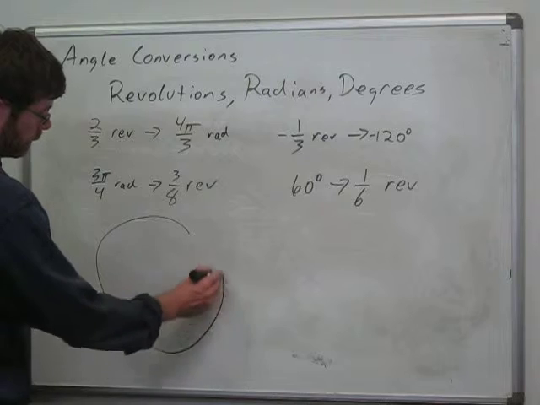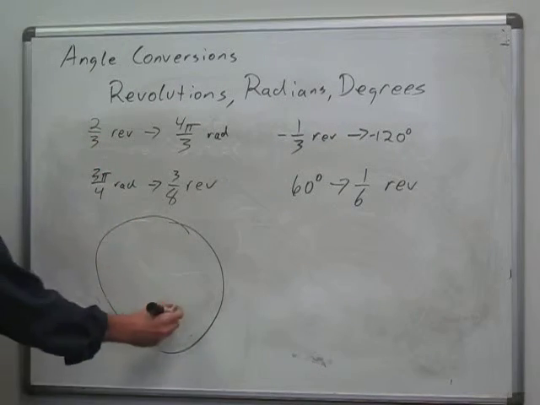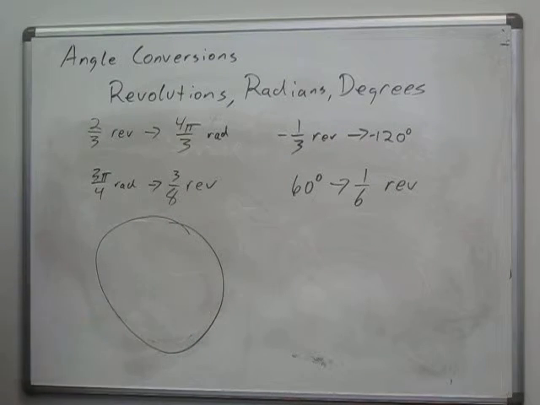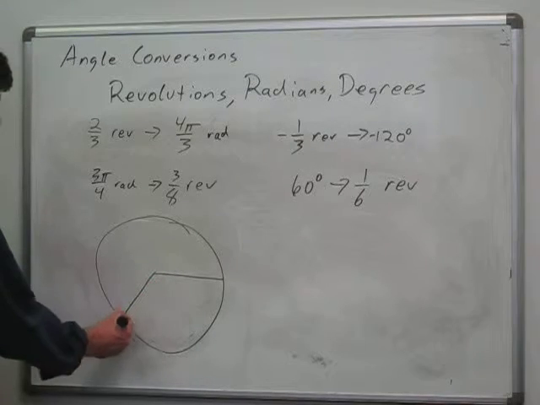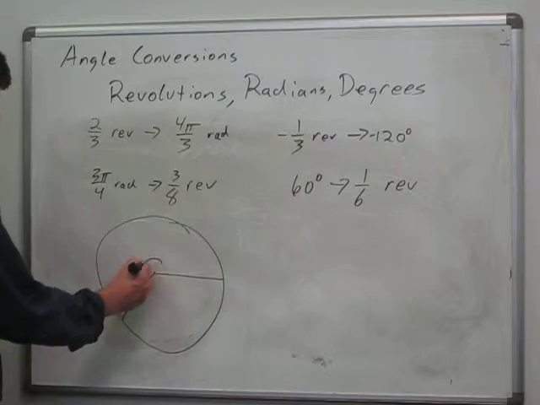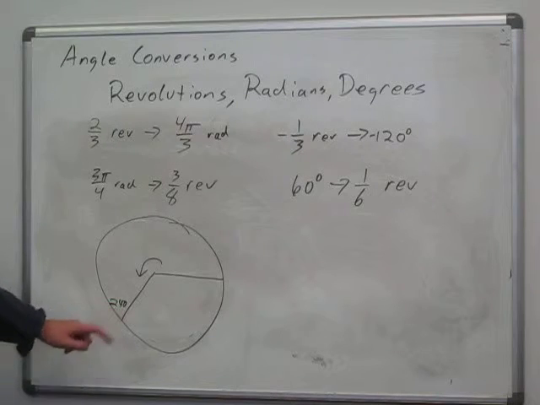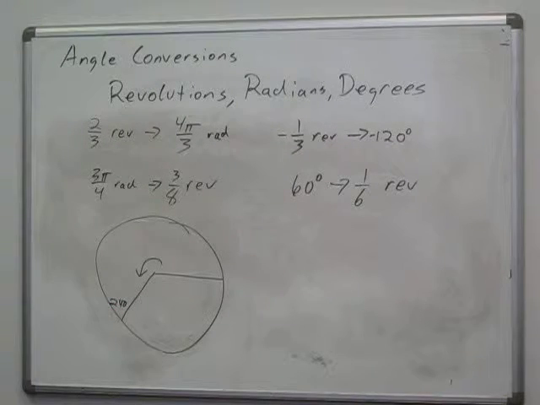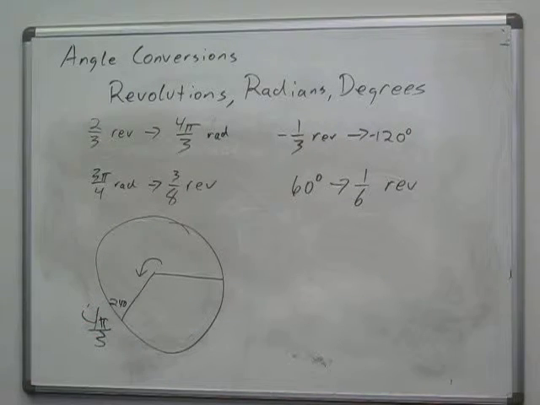If we know our circle well enough, then we can handle this problem without doing any sort of multiplication by radians over revolutions. Because 2/3 of a revolution, well, a full trip around the circle is 360 degrees. So I want to go 240 degrees to get around 2/3 of that circle. And if we know our circle well enough, we know that 240 degrees is 4 pi over 3 radians.